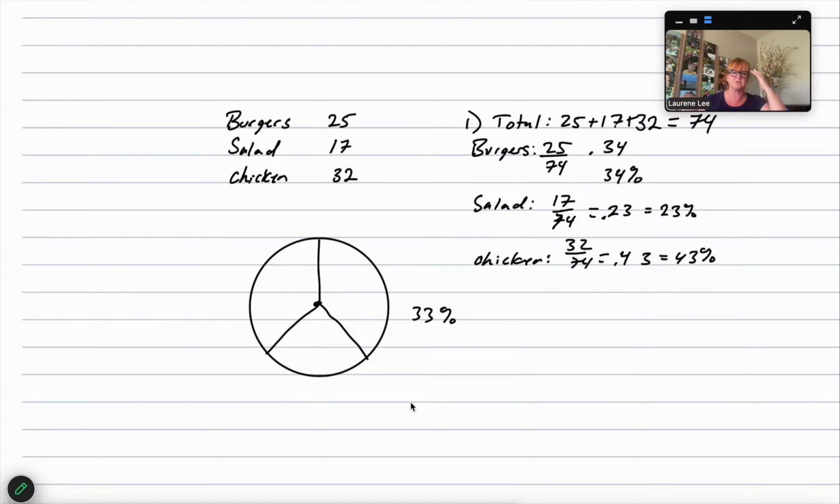Okay, so I kind of have those in my brain. So what I'm seeing here is this is just a tiny bit more than a third. This is a tiny bit less than a quarter. And then this is the rest. And that's how I estimate my graph.